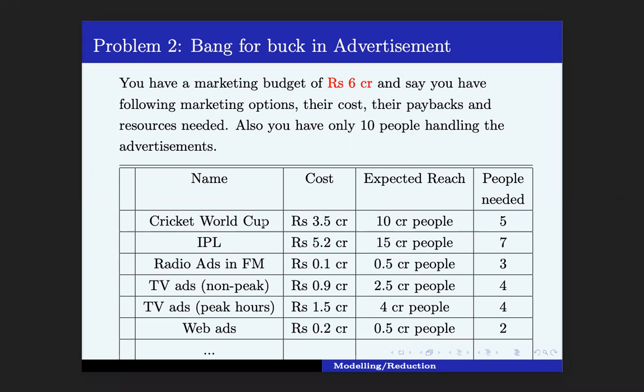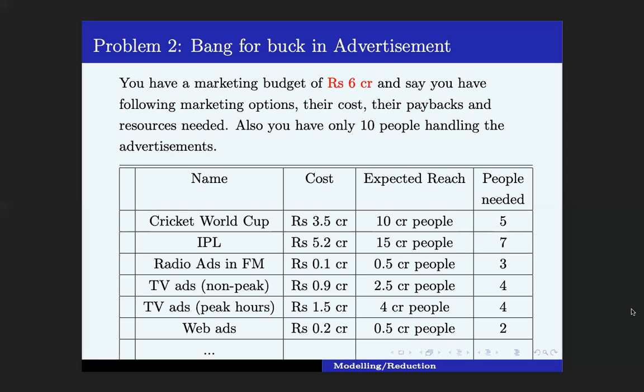Or I can decide to go for IPL, and I can spend 5.2 crore, in which case I can try to reach 15 crore people, a lot more people, but I will also need a lot more of my people to work on that project. And with a very small amount of money, 0.1 crore, I can go for radio ads, and the total number of people I reach is very small, but I will need 3 people, and so on and so forth, right?